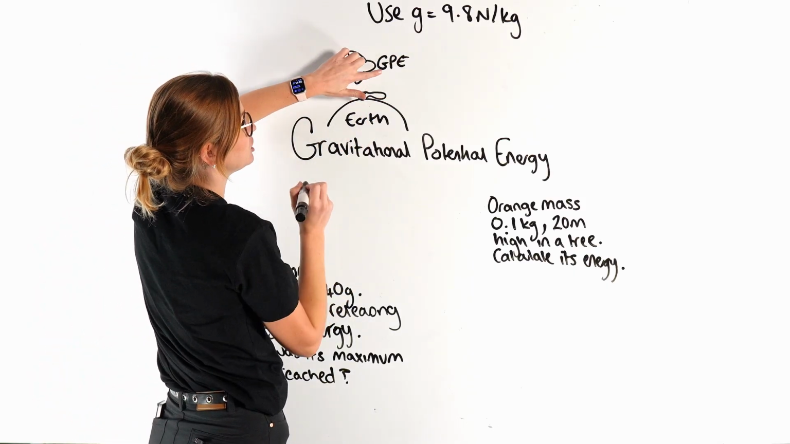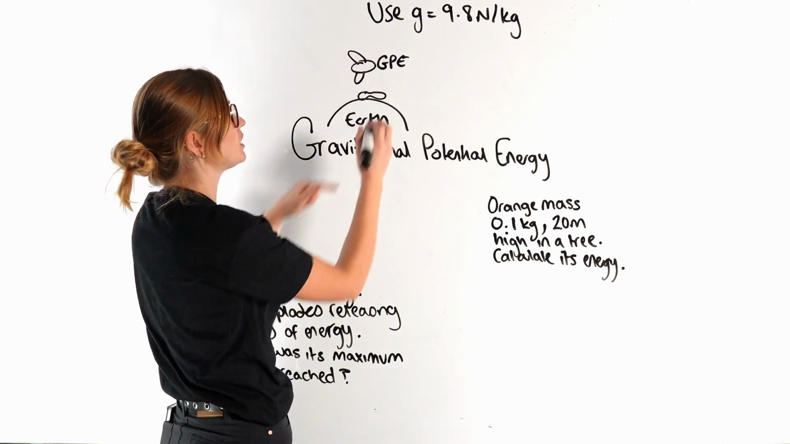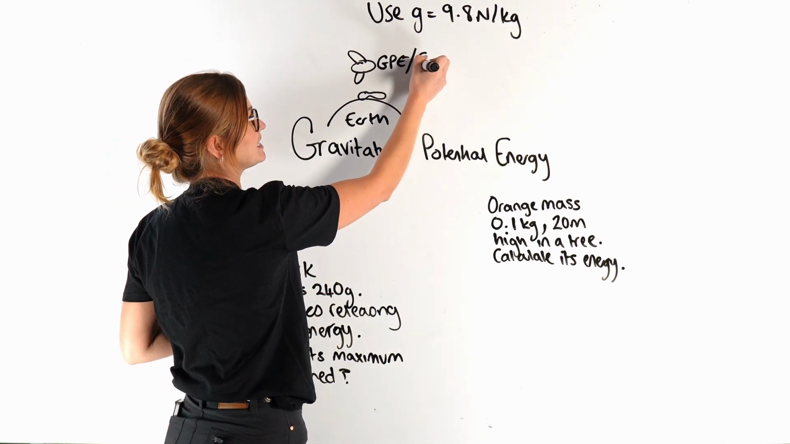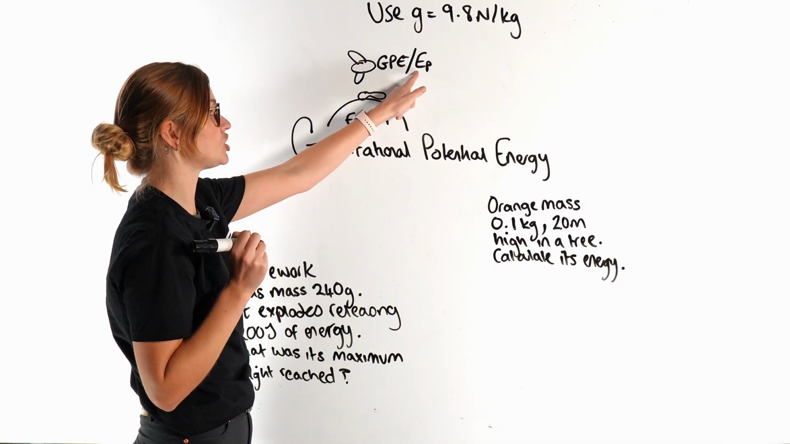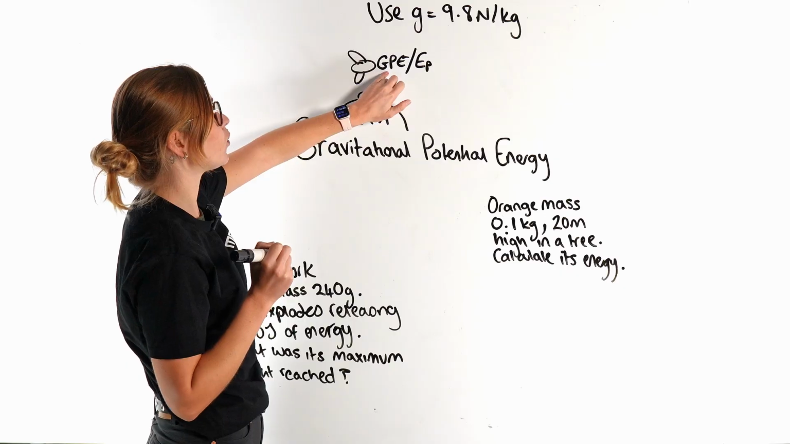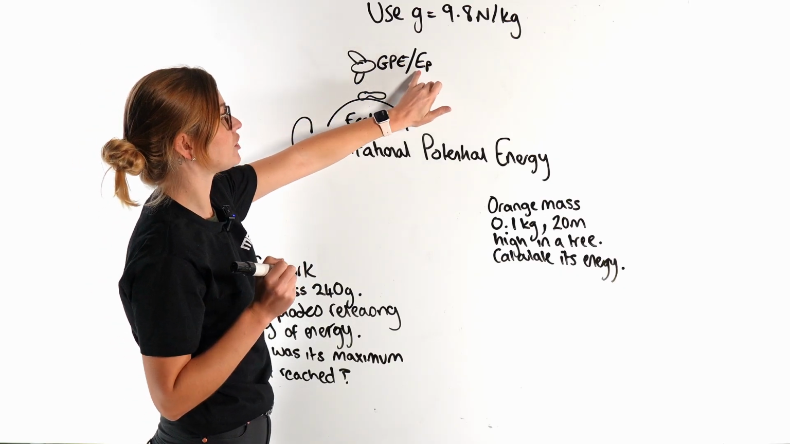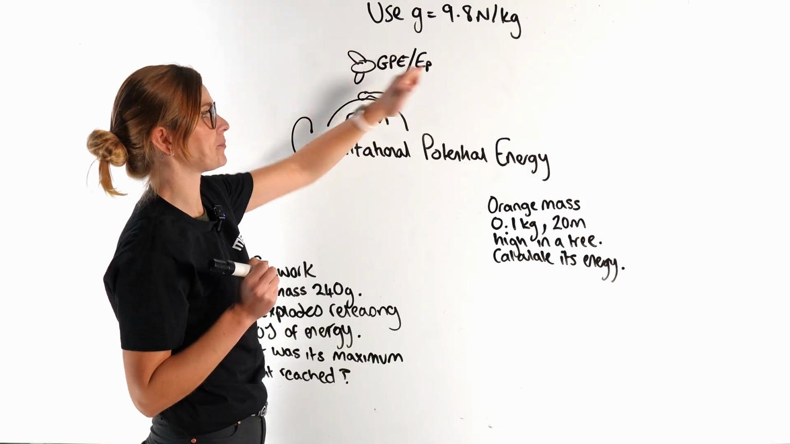So I'm going to write GPE, which is one way you might see gravitational potential energy, or another way you might see in your exams is Ep. Okay, so energy in that potential form. This is kind of the new way that we're starting to write it. This is the old way, just in case you see it in some textbooks. So gravitational potential energy, or you can write energy in that potential form.